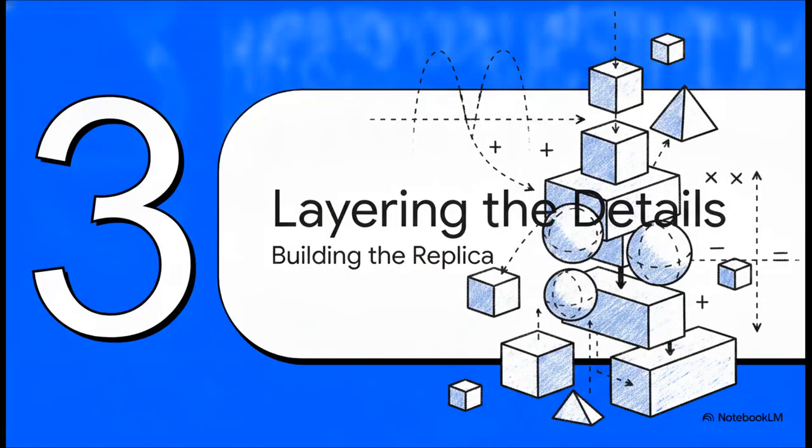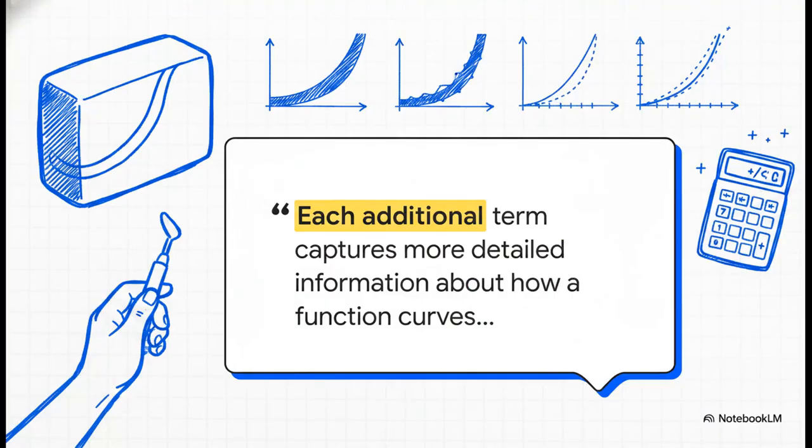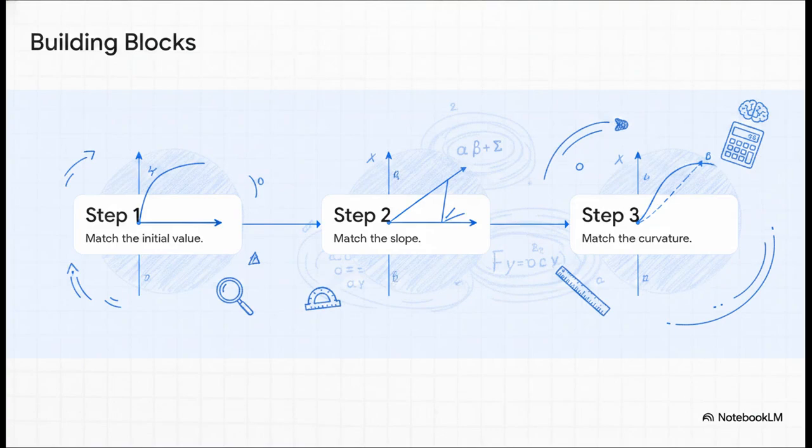Let's move to part three, layering the details, and look at how we actually construct this approximation. Now, what's really interesting about this slide is the idea that each additional term captures more detailed information about how a function curves and bends near a chosen point. You can think of a Taylor series exactly like a master sculptor working on a big block of clay. A sculptor doesn't just magically create the final complex shape in one single swift move, right? No, they add layers of detail, piece by piece, refining and refining until the clay perfectly matches the target shape. So let's see how this clay takes shape mathematically, and watch how ridiculously fast this improves.